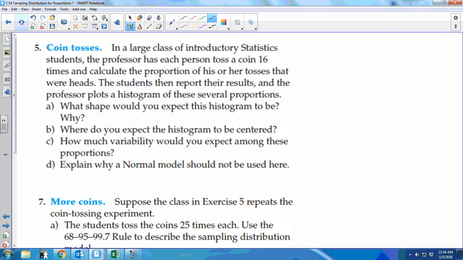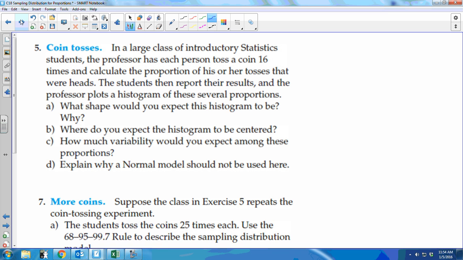Okay? So it says, in a large class of introductory statistics students, the professor has each person toss a coin 16 times and calculate the proportion of his or her tosses that were heads. So I could have done that yesterday instead of M&Ms, right? We could have flipped a coin. The students then report their results, and the professor plots a histogram of these several proportions. So in part A, what shape would you expect this histogram to be and why? And in part B, where do you expect the histogram to be centered?